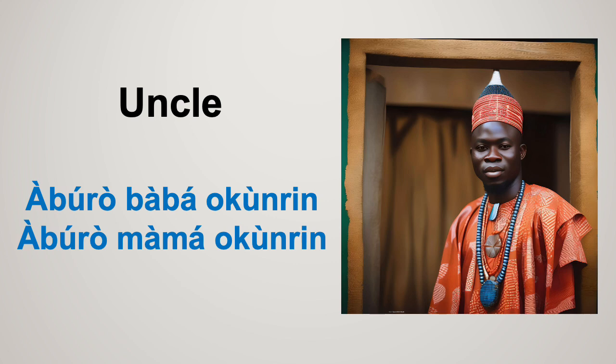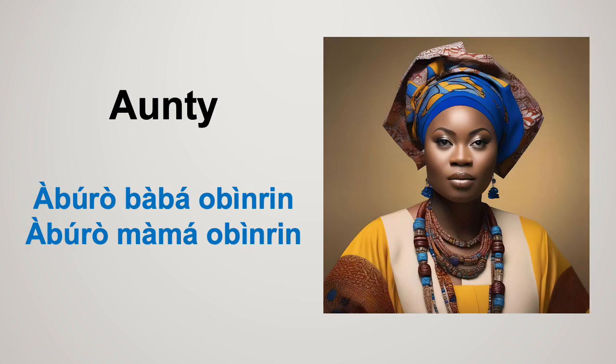Now try. Of course, that will be àbúrò bàbá obìnrin, or ẹ̀gbọ́n bàbá obìnrin. That will also be àbúrò màmá obìnrin, or ẹ̀gbọ́n màmá obìnrin, if that is from your maternal side. So, auntie can be described as àbúrò bàbá obìnrin or ẹ̀gbọ́n bàbá obìnrin, if that is from your father's side, while it is àbúrò màmá obìnrin or ẹ̀gbọ́n màmá obìnrin, if that is from your mother's side.